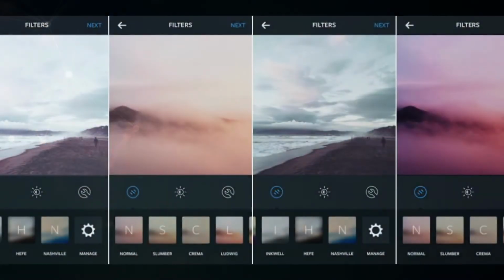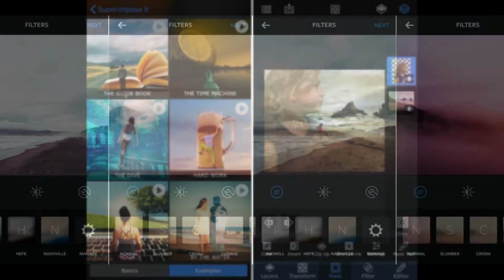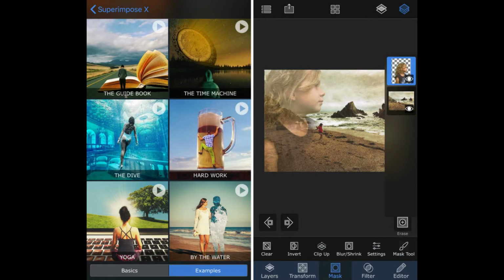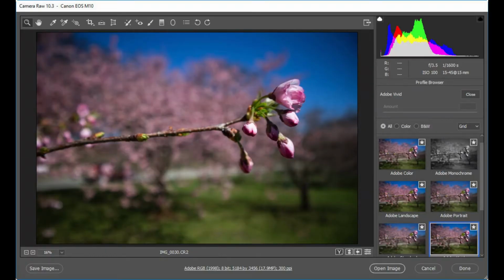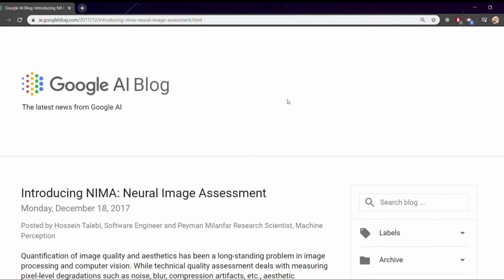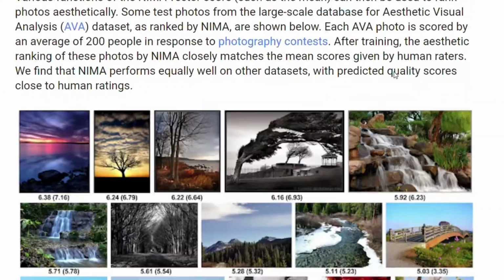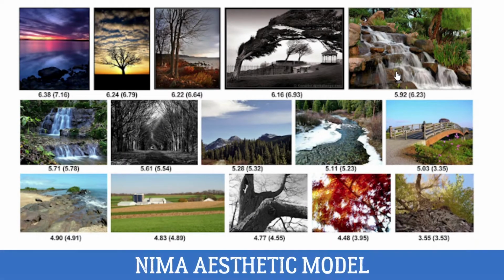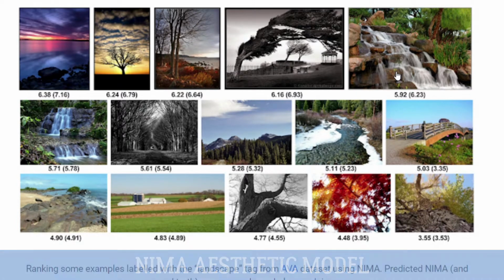Image quality assessment (IQA) tasks have become increasingly important and useful with the expanding use of imaging devices and image editing applications such as Photoshop. An example is Google's research paper, NIMA, Neural Image Assessment, which uses a deep convolutional neural network trained with human-labeled data to predict the aesthetic and technical quality of images.